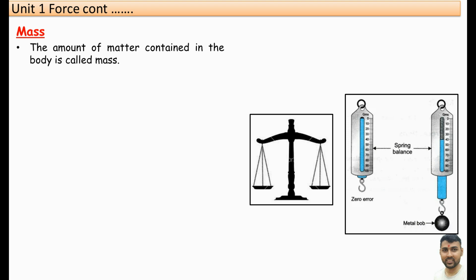Now I am going to discuss the topic, that is mass. The amount of matter contained in a body is called mass. Total quantity of matter contained in a body. That is called mass, M-A-S-S. It remains the same all over the world.